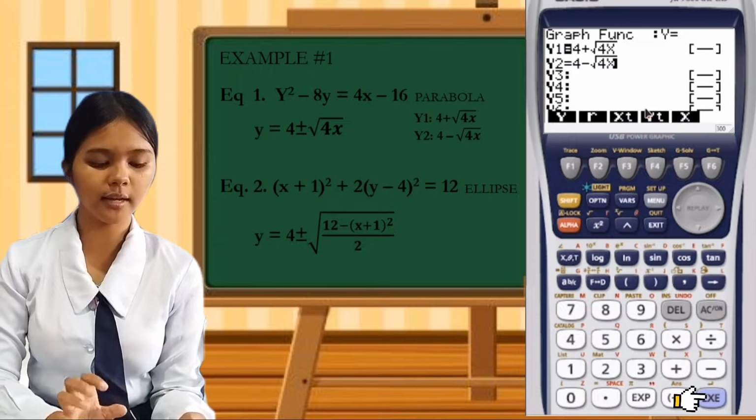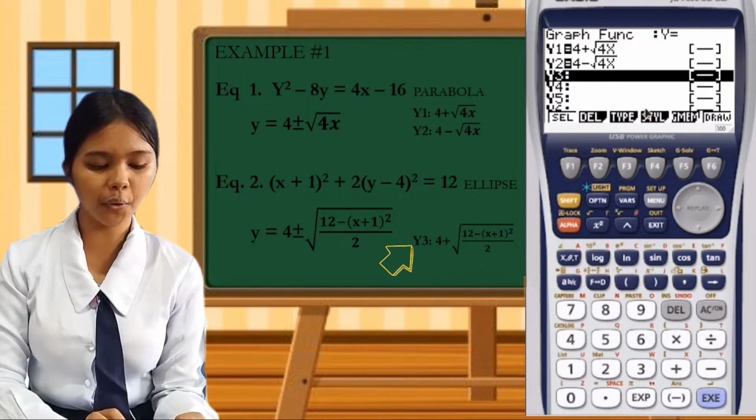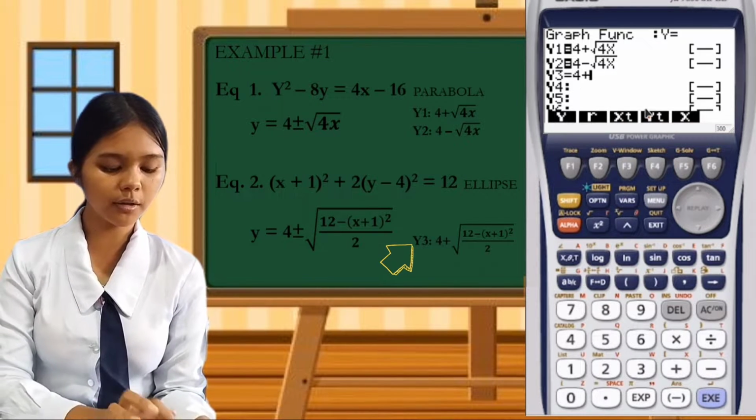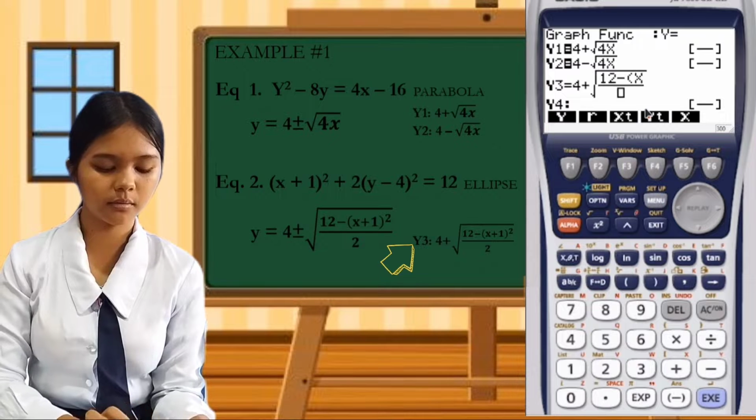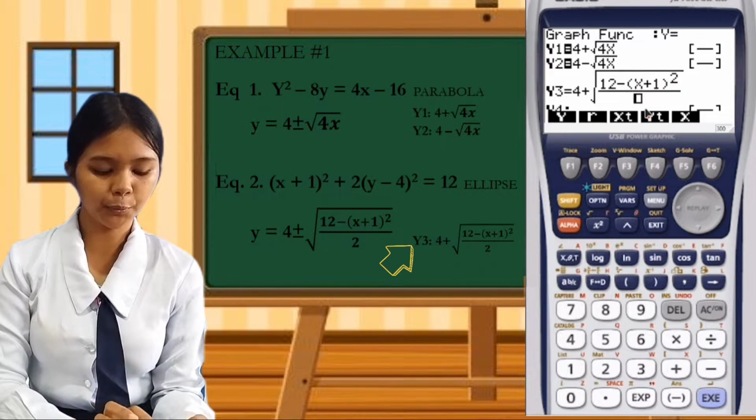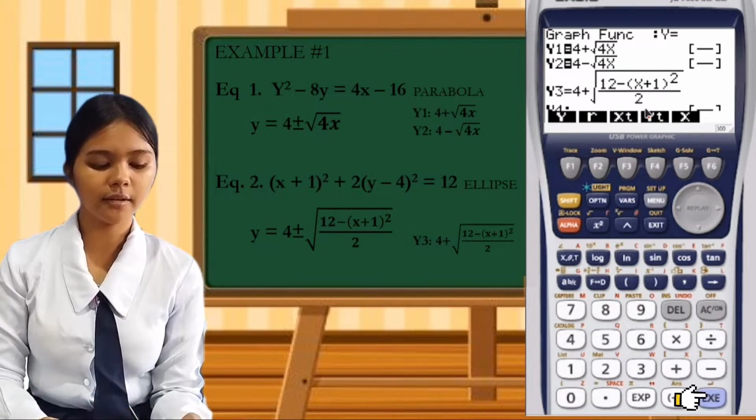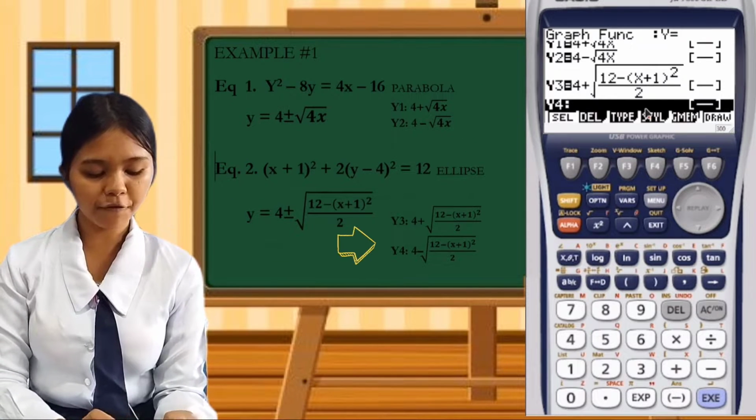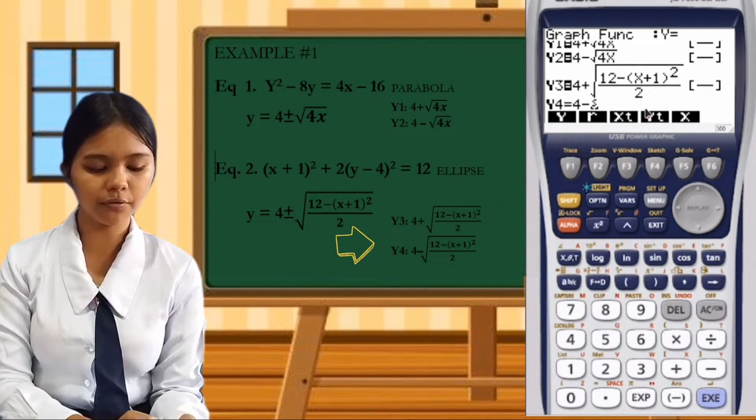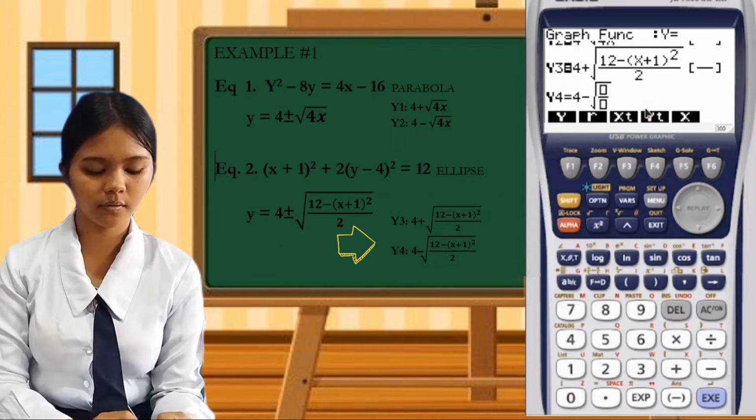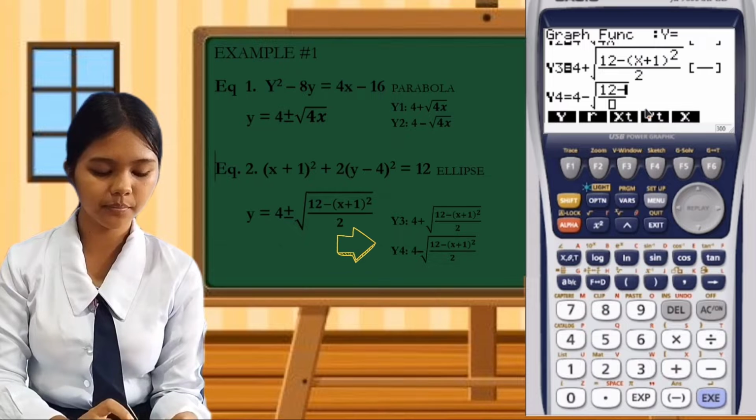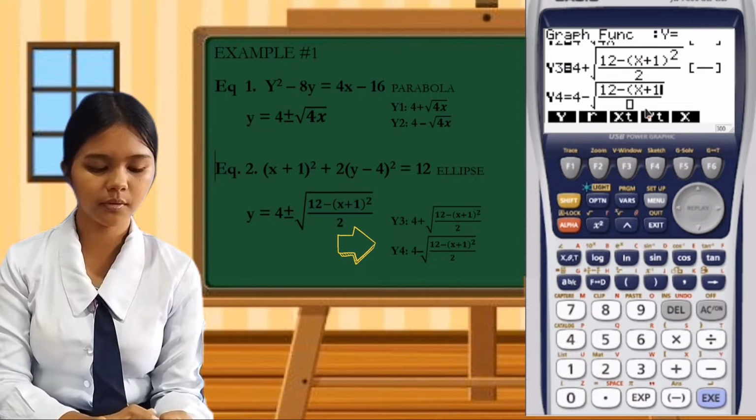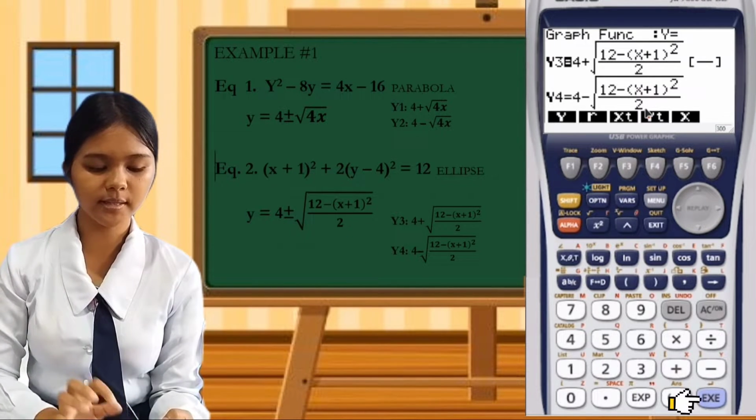Then press execute again. For y3, we have 4 plus the square root of 12 minus (x plus 1) squared over 2. Then press execute again. And for y4, we have 4 minus the square root of 12 minus (x plus 1) squared over 2. Then press execute.